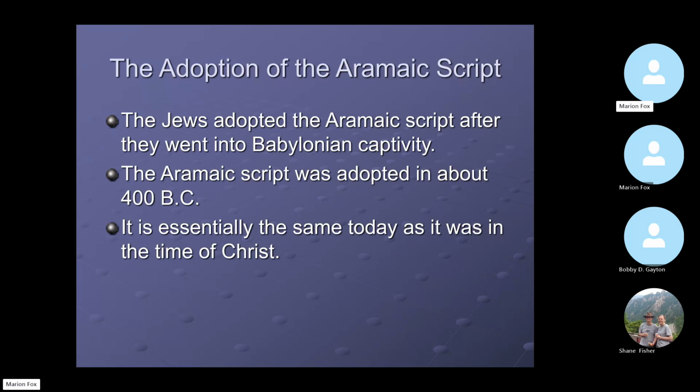Now, if you take a Hebrew Bible, there'll be spaces between the words. In the Hebrew Bible that I've seen, there are spaces between the words, whereas they didn't do that in the original manuscripts. If you had a manuscript, there would be no spaces between them.